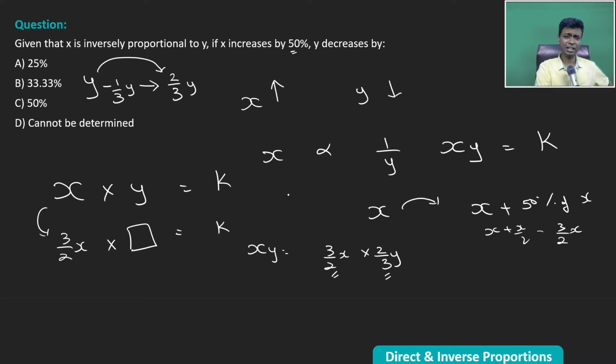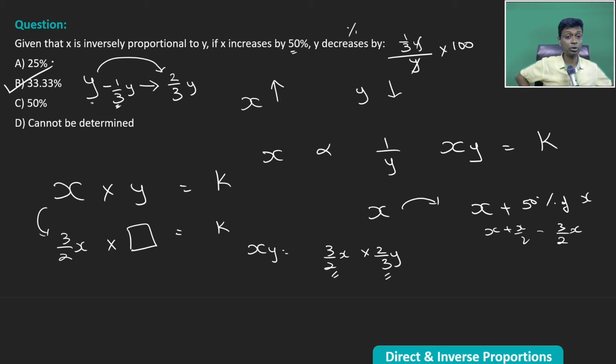The percentage fall is 1 by 3 into 100. Percentage fall is what it has fallen by divided by the original into 100. So the percentage decrease, we're asking about percentage decrease. In terms of percentages, this is 1 by 3y divided by y into 100. It's 100 by 3, which is 33.33%.